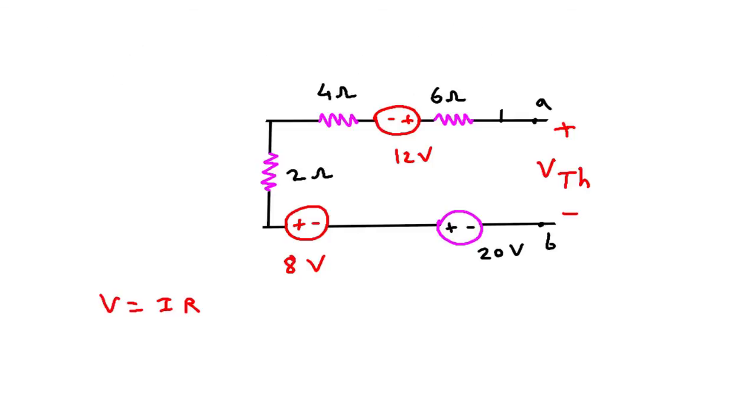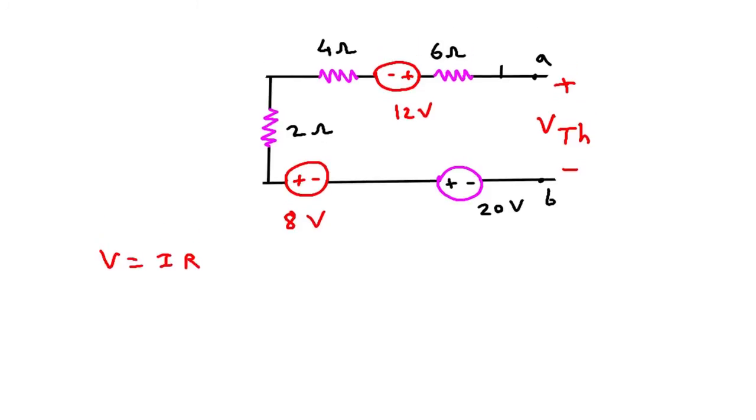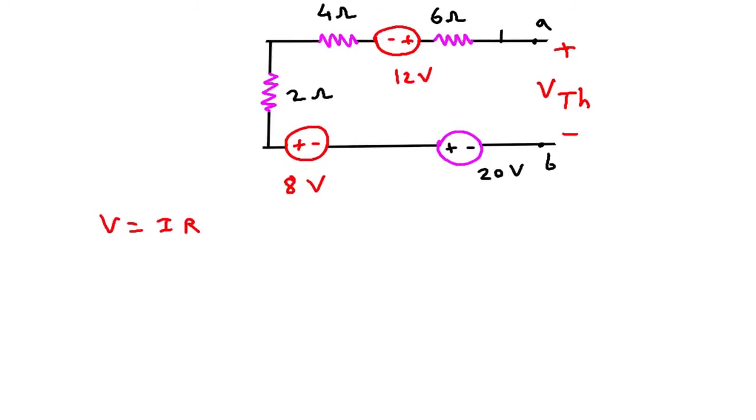Now here we can apply KVL to find the value of VTH. Apply KVL to the loop.